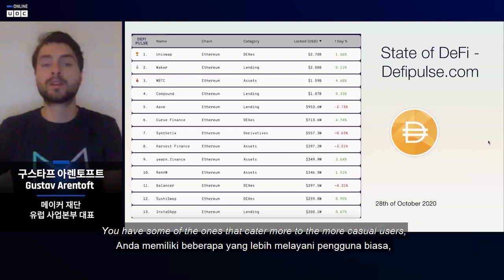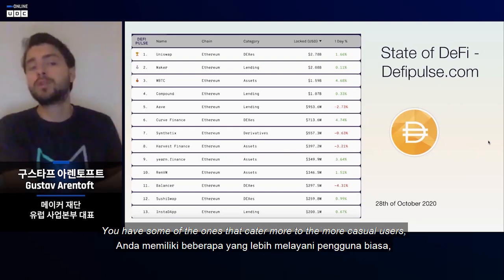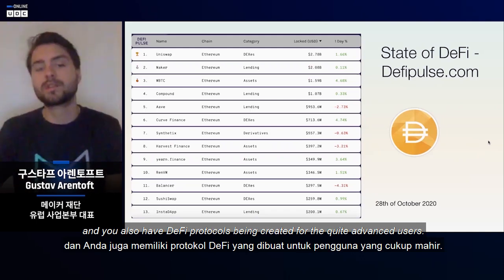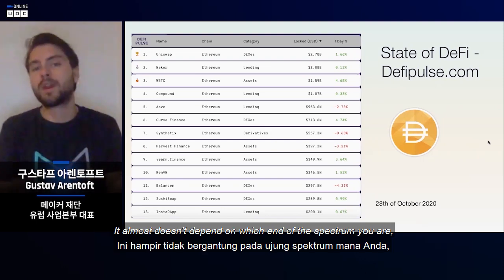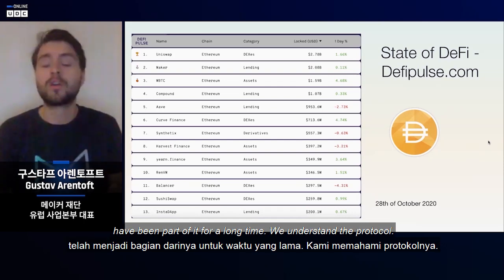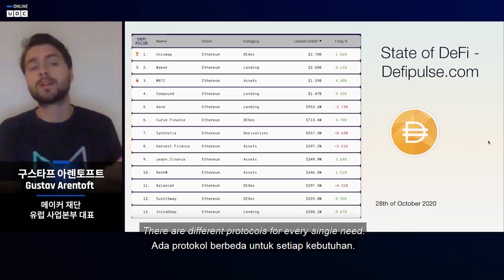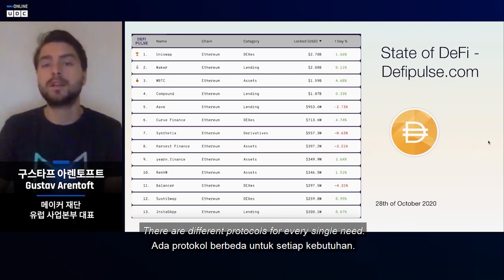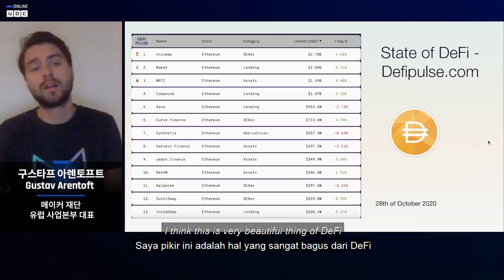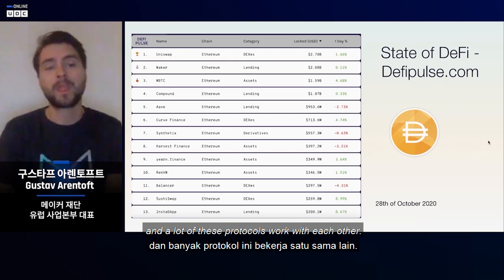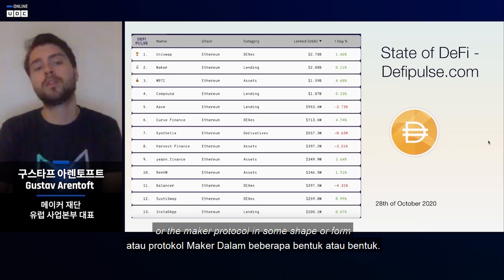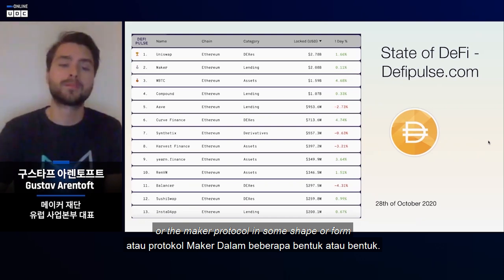So you have some of the ones that cater more to casual users, and you also have DeFi protocols being created for quite advanced users. So it almost doesn't depend on which end of the spectrum you are, whether you're just getting into it or whether you have been part of it for a long time and really understand the protocol well. There are different protocols for every single need. And I think this is a very, very beautiful thing of DeFi, and a lot of these protocols work with each other. So for example, almost all of these protocols here use DAI or the Maker protocol in some shape or form, or interact with us in some shape or form.